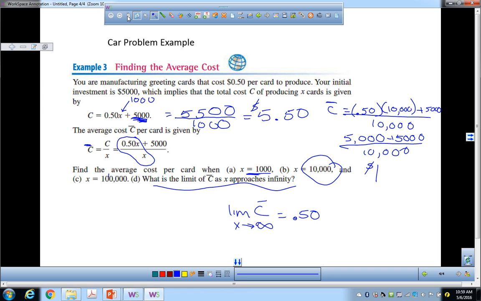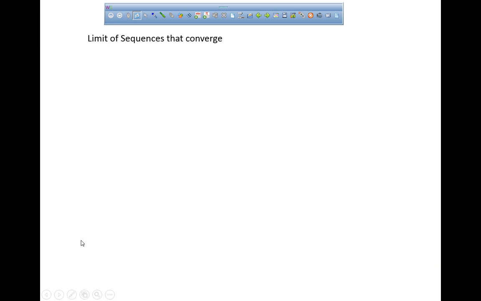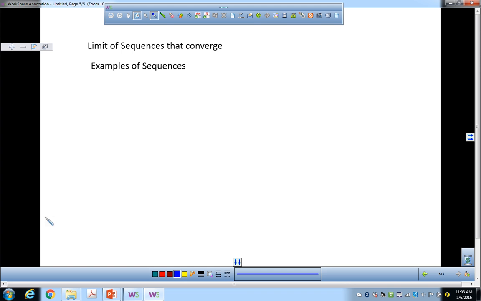Okay, so that's kind of real. So, limits of sequences that converge. Examples of sequences. A sequence, as you might remember from last semester, is just an ordered set of numbers that's doing something special.